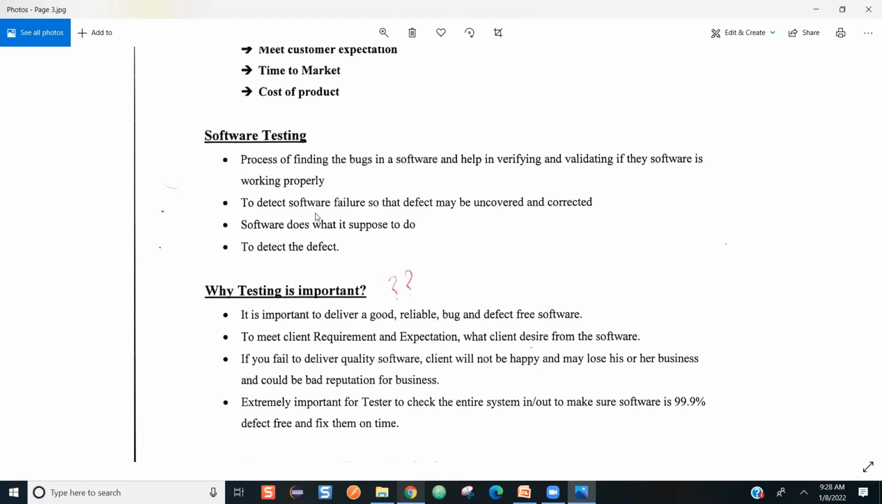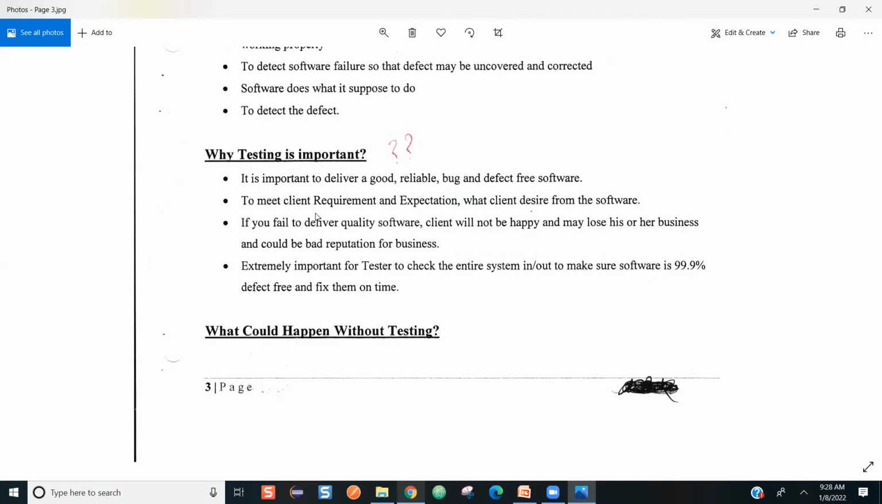So why is testing important? Sometimes the recruiter or the hiring manager can ask you why software testing is important. Software testing is important to deliver good, reliable, bug and defect-free software. So it is like that. If the question is like that, then we are supposed to reply or answer the question in this way. This is the format, actually.